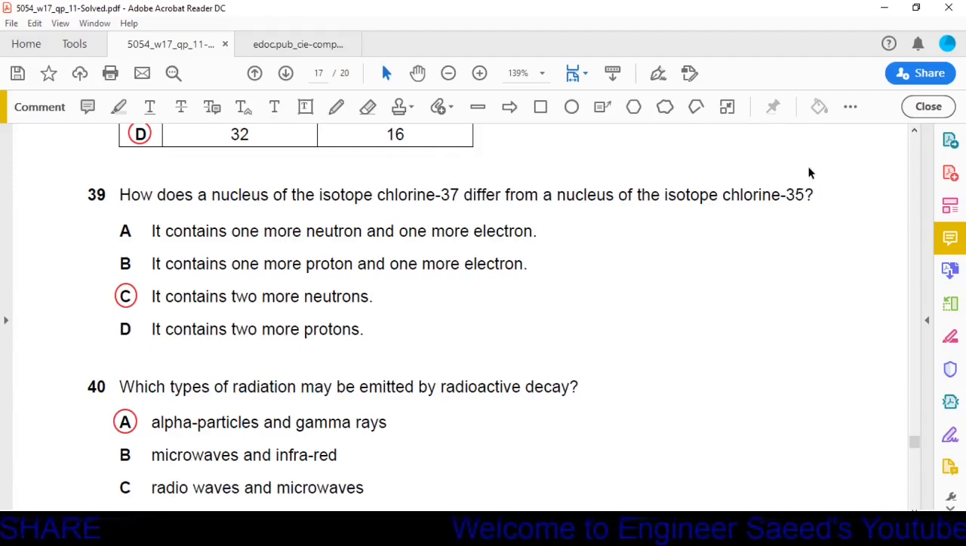Now we will read our options. Option A, it contains one more neutron and one more electron. No. Option B, it contains one more proton and one more electron. No, it cannot be. Option C, it contains two more neutrons. Yes, it is the correct one. It is in accordance with the definition of isotopes. So option C is the correct one. In chlorine 37, two neutrons are more as compared to chlorine 35.